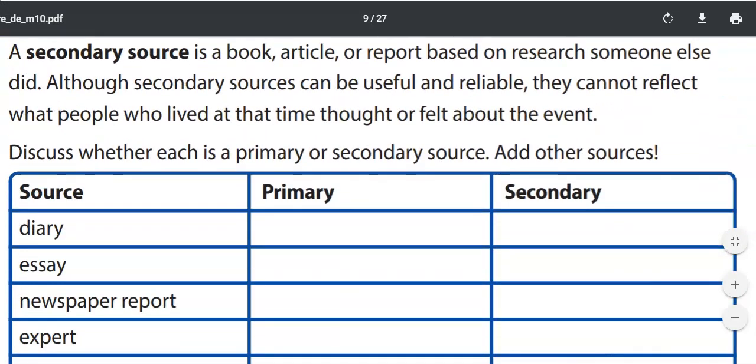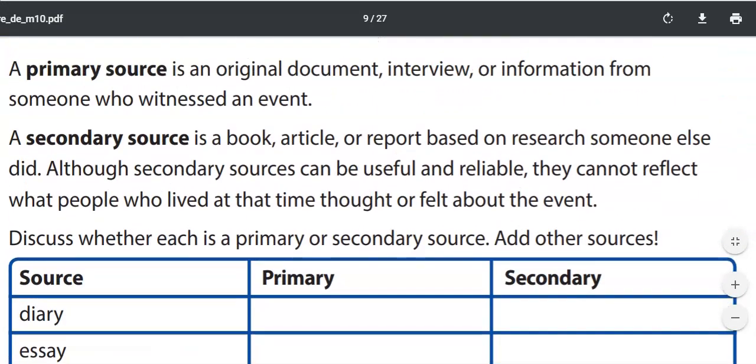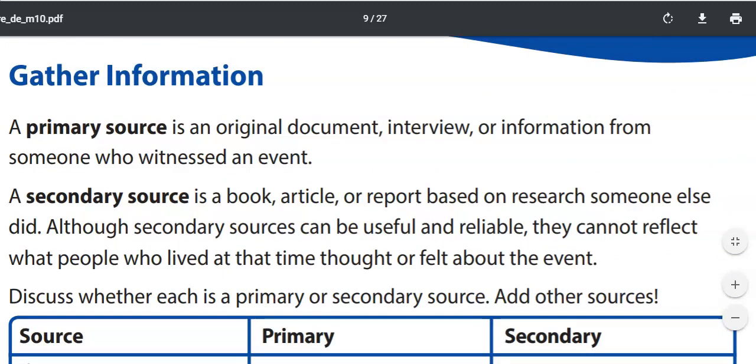All right, so I also wanted to talk about how we gather information if we're doing a report or when we are writing. A primary source is an original document, interview, or information from someone who witnessed an event. A secondary source is a book, article, or report based on research someone else did. Although secondary sources can be useful and reliable, they cannot reflect what people who lived at that time thought or felt about that event.